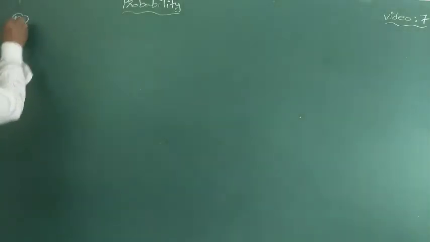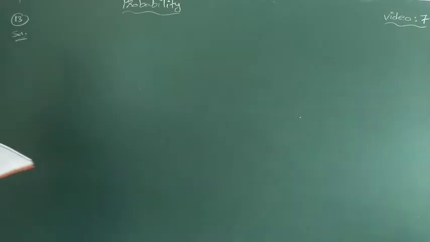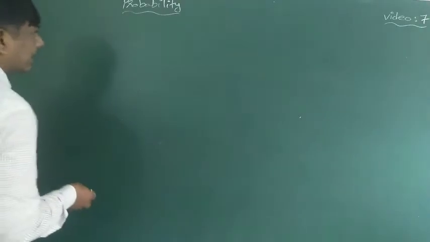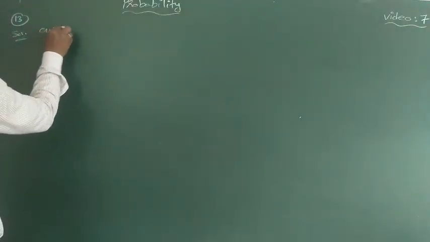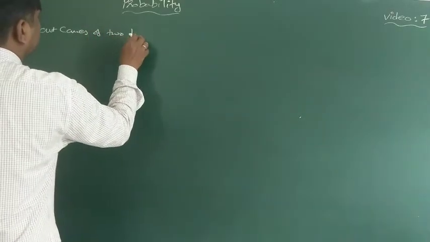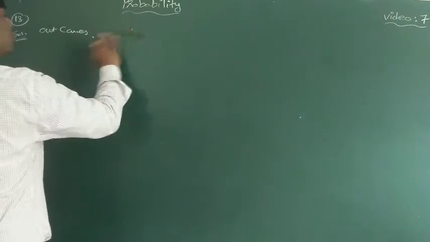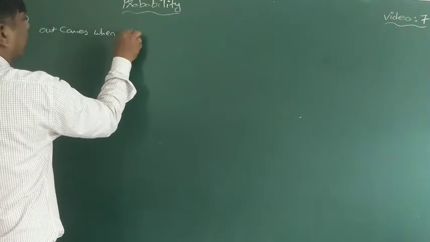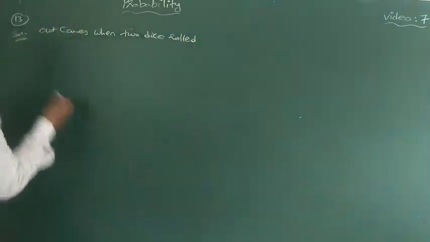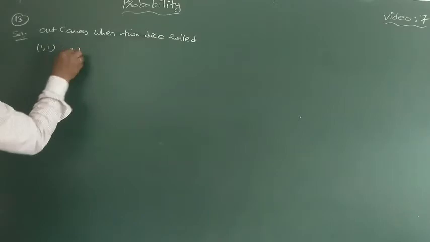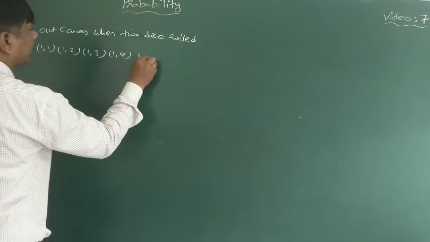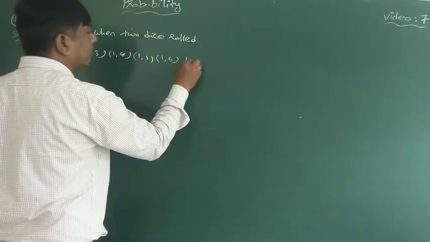On the 13th one, two dice are thrown or rolled simultaneously. Whenever two dice are rolled, then immediately write the outcomes. Outcomes when two dice are rolled. What are those? 1,1; 1,2; 1,3; 1,4; 1,5; 1,6.